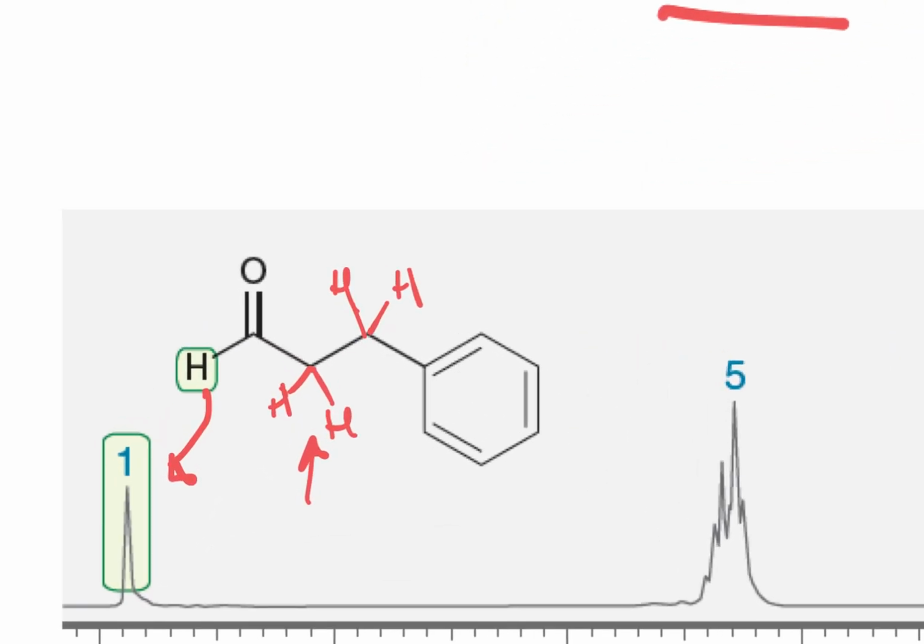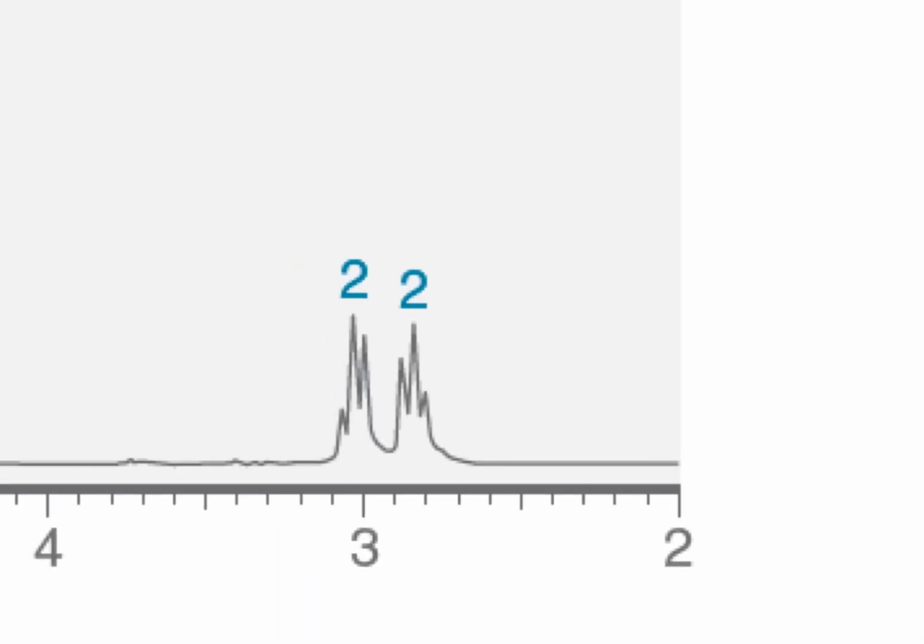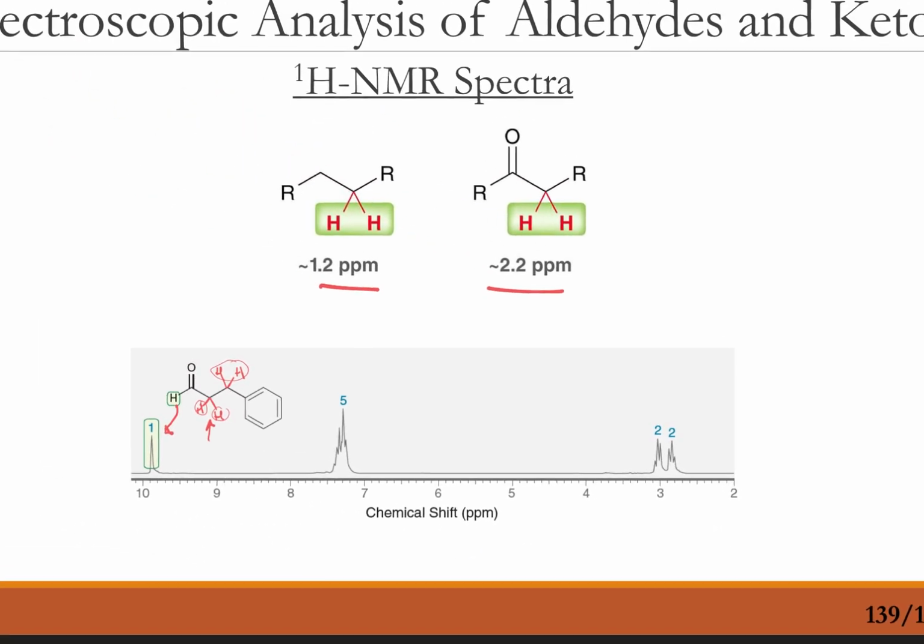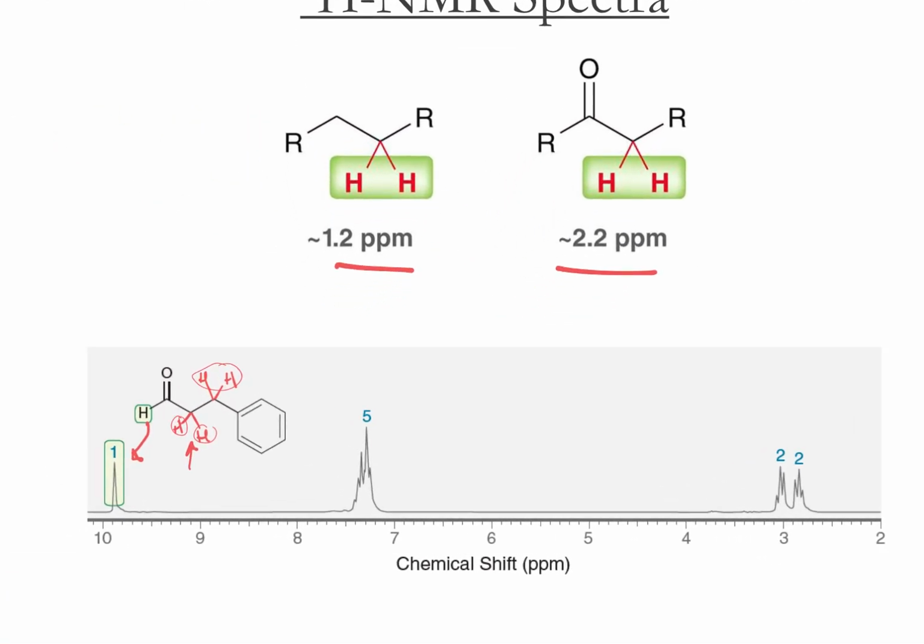These two hydrogens have 1 and 2 neighbors, so they should be a triplet. And likewise, these two hydrogens have 1 and 2 neighbors, so should be a triplet. And we see over at the right, we have 2 triplets, and they're each around 3. So their integrations and their splitting would be the same. They're technically slightly different.